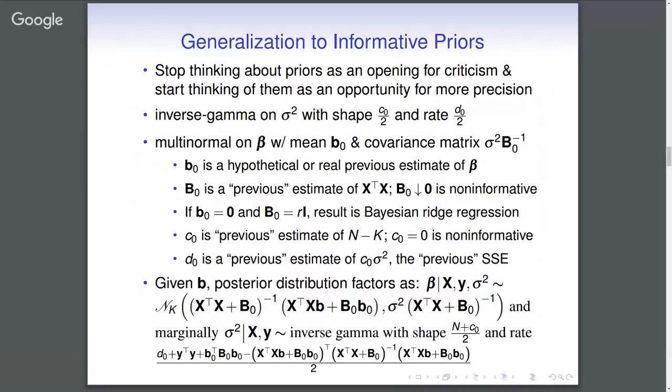What are C and D? So C is a previous estimate of n minus k. If you actually did this study before, then you know exactly what n minus k is. If not, you could use a lower value. Again, putting in something close to 0 is going to be less informative. And D is a previous estimate of C0 times sigma squared, otherwise known as the sum of squared errors, which if you have a previous study, you would easily be able to plug in. If not, you can just make something up.